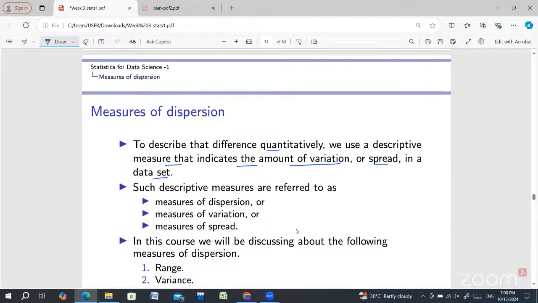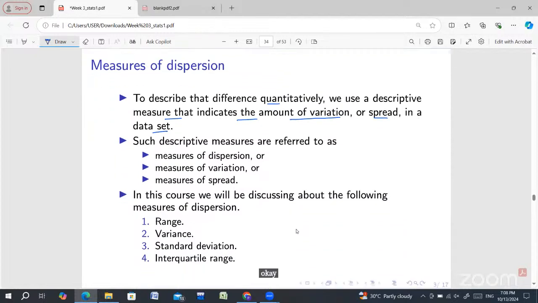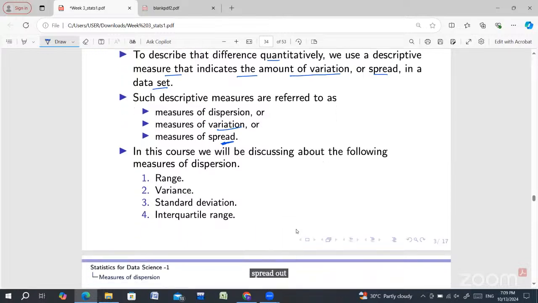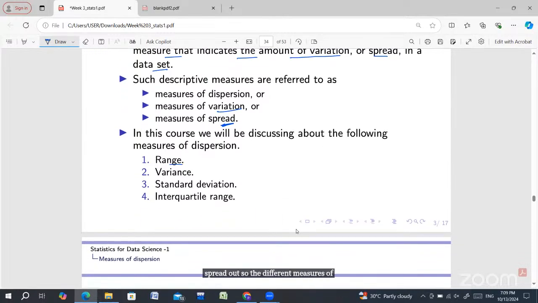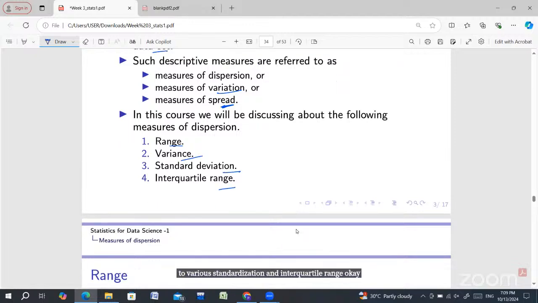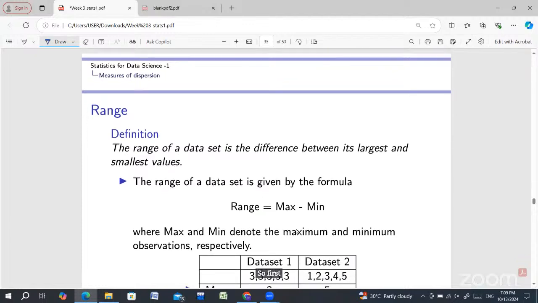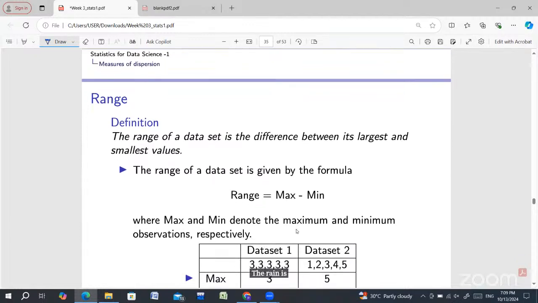So measure of dispersion is also called measure of variation or measure of spread. Basically it tells you how the data set is spread out. The different measures of dispersion are range, variance, standard deviation, and interquartile range. First of all, range. Range is nothing but the maximum minus the minimum value. It is the difference of the maximum and minimum value in the data set.